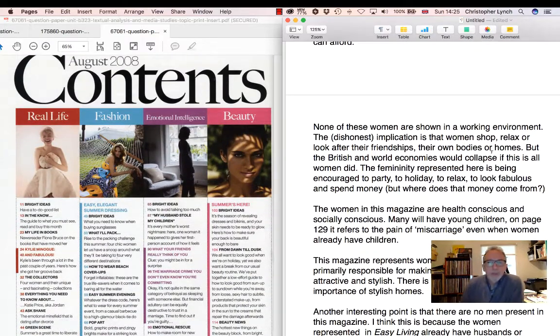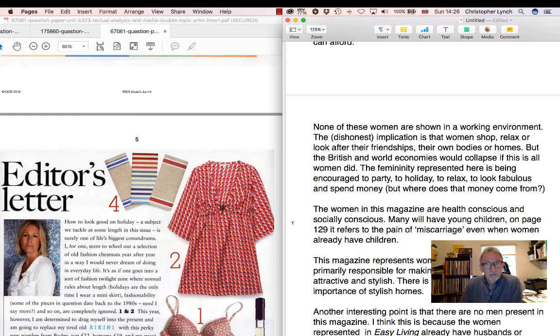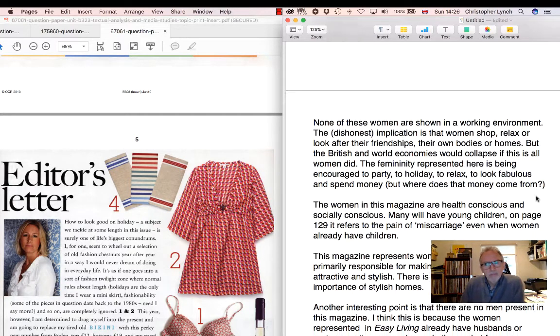None of these women are shown in a working environment. The implication is that women shop, relax, or look after their friendships, their own bodies or homes. But the British and world economies would collapse if this is all women did. The femininity represented here is being encouraged to party, to holiday, to relax, to look fabulous and spend money. But where does that money come from?